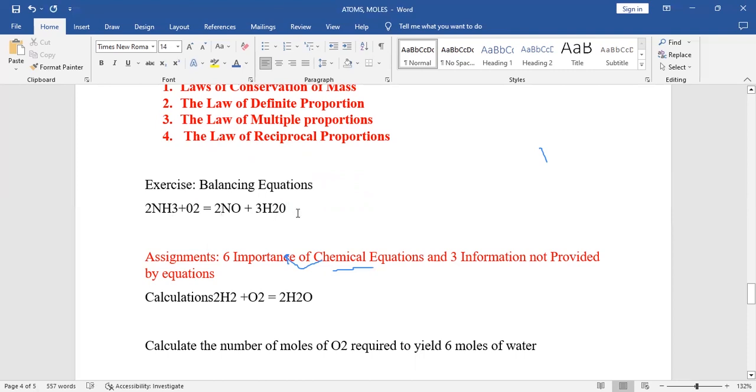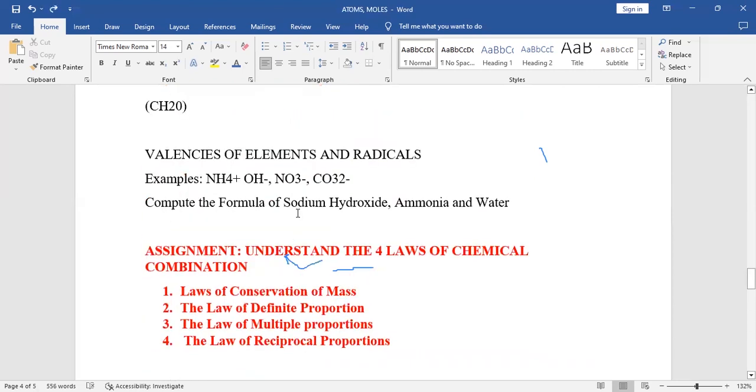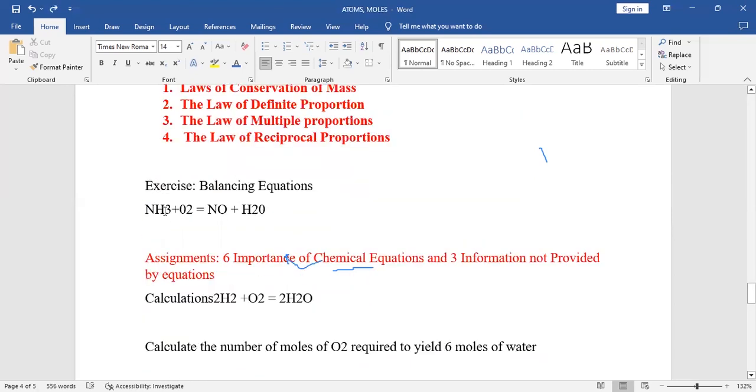Anyways, let us also know how to balance equations. The element on the reactant side must be the same as the element on the product side. The way to balance this now is to put a 4 here, 4 NH3. So 4 times 3 hydrogen, that's 12. Can put a 6 here also.